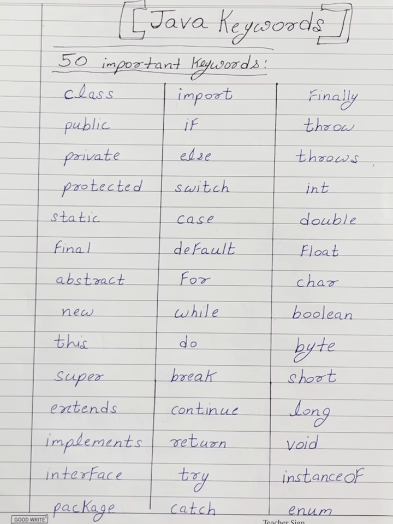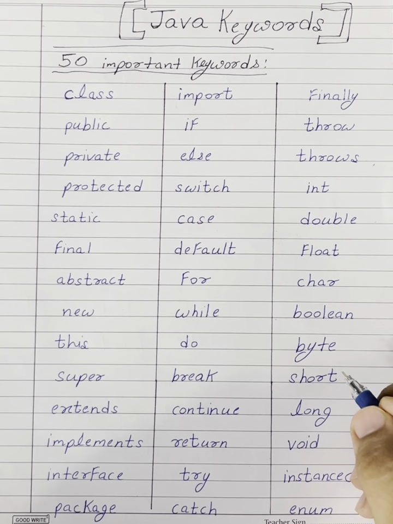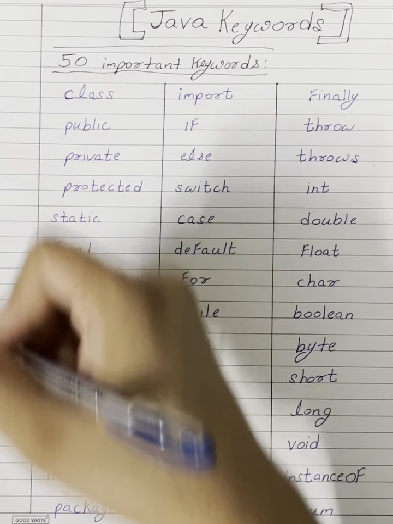Also, these keywords form the basic syntax of the Java language and help the compiler to understand the structure and the functionality of a program. And they are essential for creating classes, declaring variables, controlling the flow of execution, handling exceptions, or many other works. So now let's discuss these 50 important keywords.